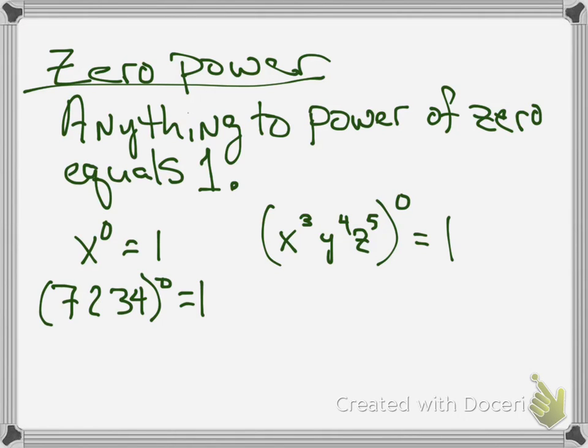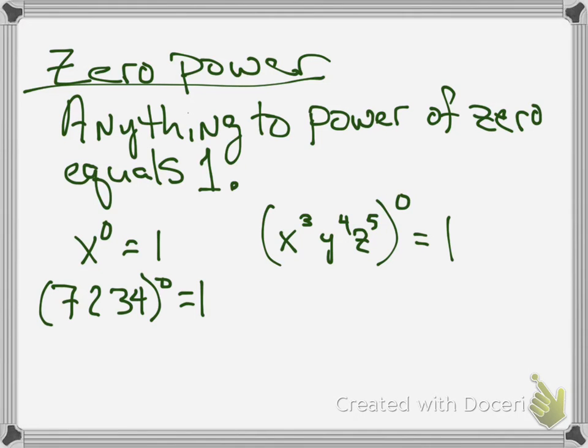Alright, the next part is the 0 property. Anything to the 0 power is equal to 1. So notice here, x to the 0 is 1. 7,234 to the 0 is 1. x cubed y to the 4th z to the 5th, all that to the 0 power, is 1. Anything to the 0 power equals 1. Just a reminder, anything to the 0 power equals 1.